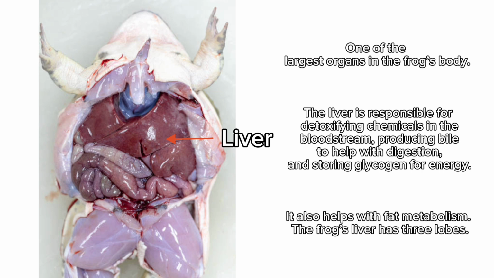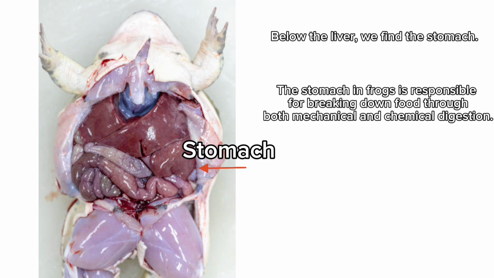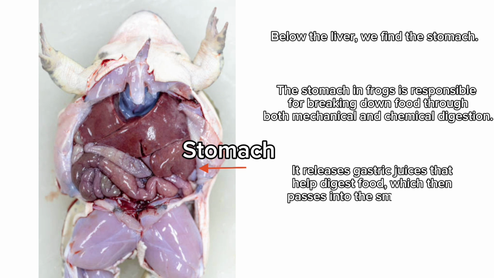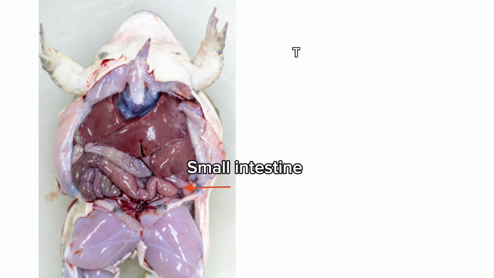And the stomach. Below the liver, we find the stomach. The stomach in a frog is responsible for breaking down food through both mechanical and chemical digestion. It releases gastric juices that help digest food, which then passes into the small intestine for further digestion and nutrient absorption.